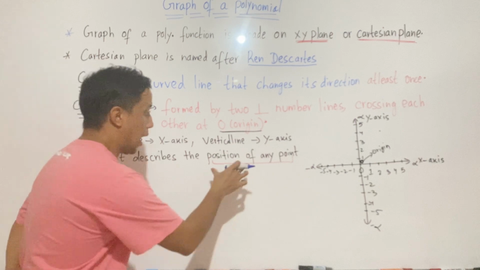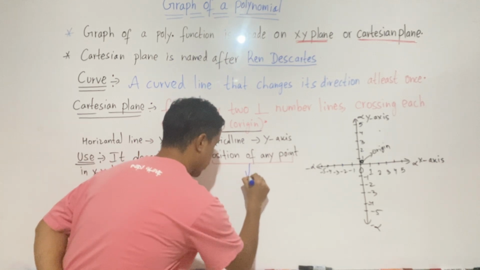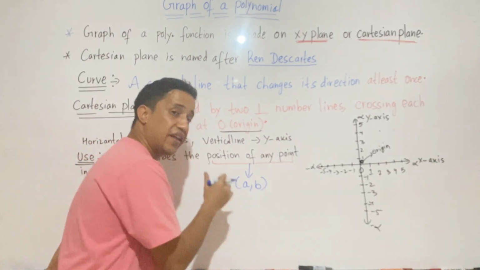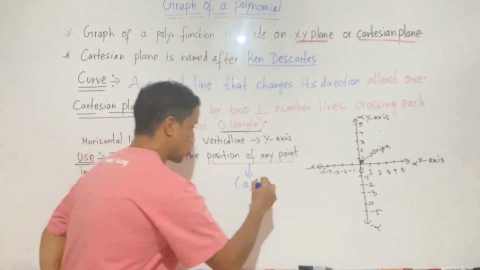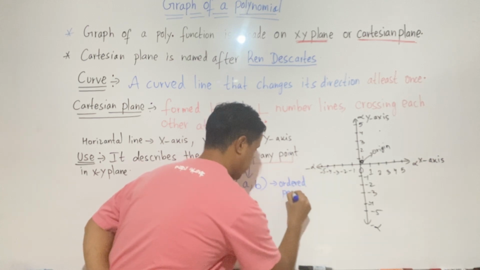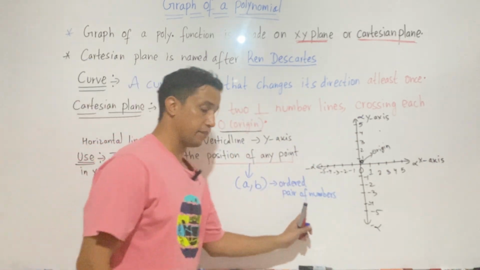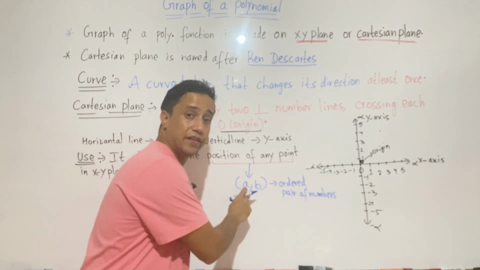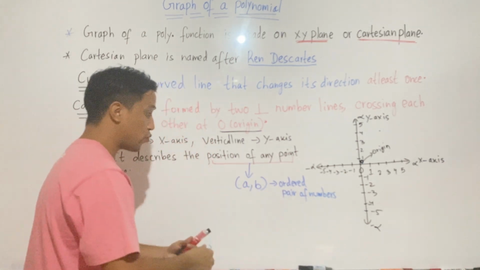The Cartesian plane, or xy plane, uses an ordered pair of numbers in the form (a, b), written within brackets and separated by a comma sign. What does ordered pair of numbers mean? It means the numbers are written within the parentheses separated by the comma sign, and they follow a particular order. This is very important.